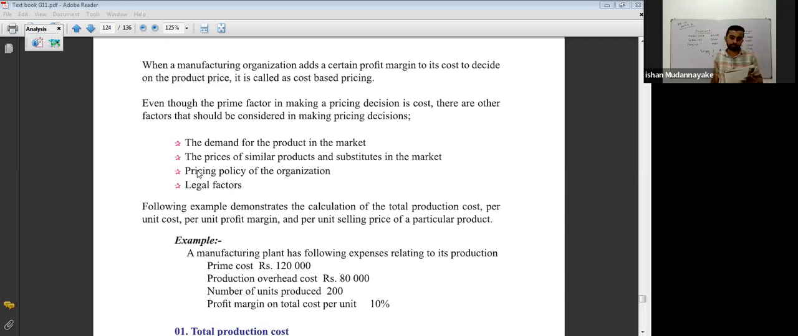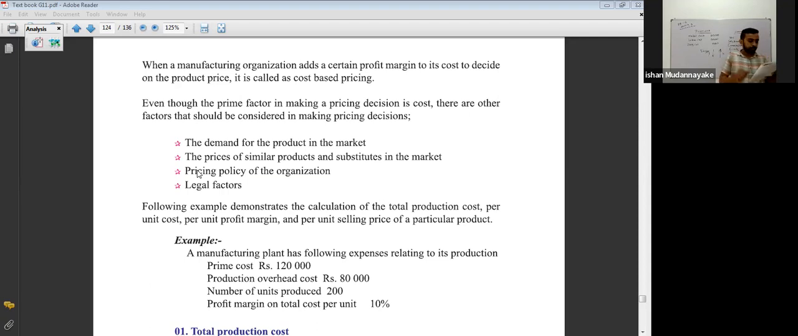And then substitute products. Okay, prices of substitute products also we need to consider. For example, for tea, we can use coffee as a substitute product. Instead of using coffee, we can use tea. We can use coffee or milk as a substitute product for tea. When a business organization is deciding the market price, they need to consider prices of substitute products as well.